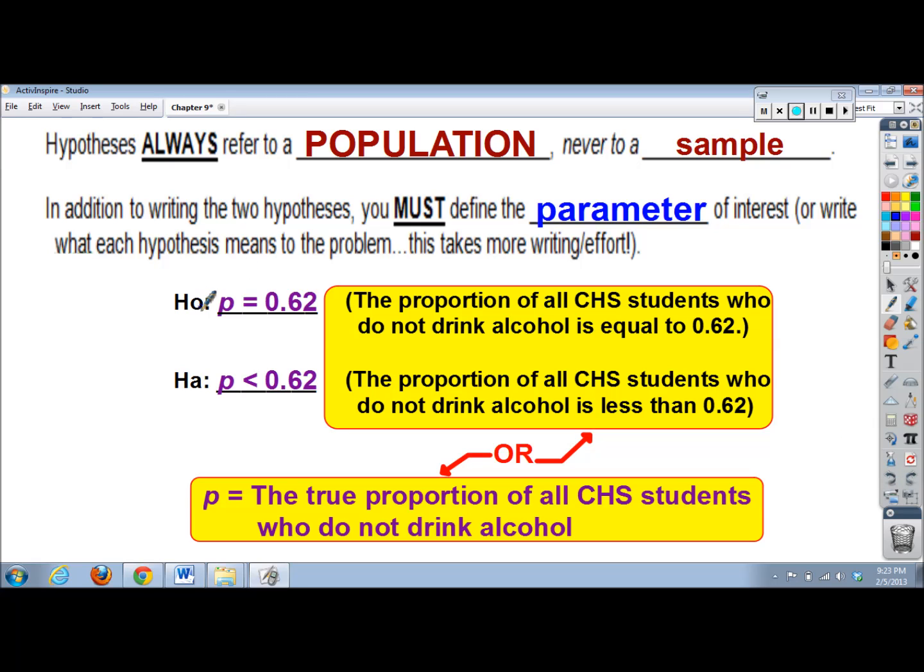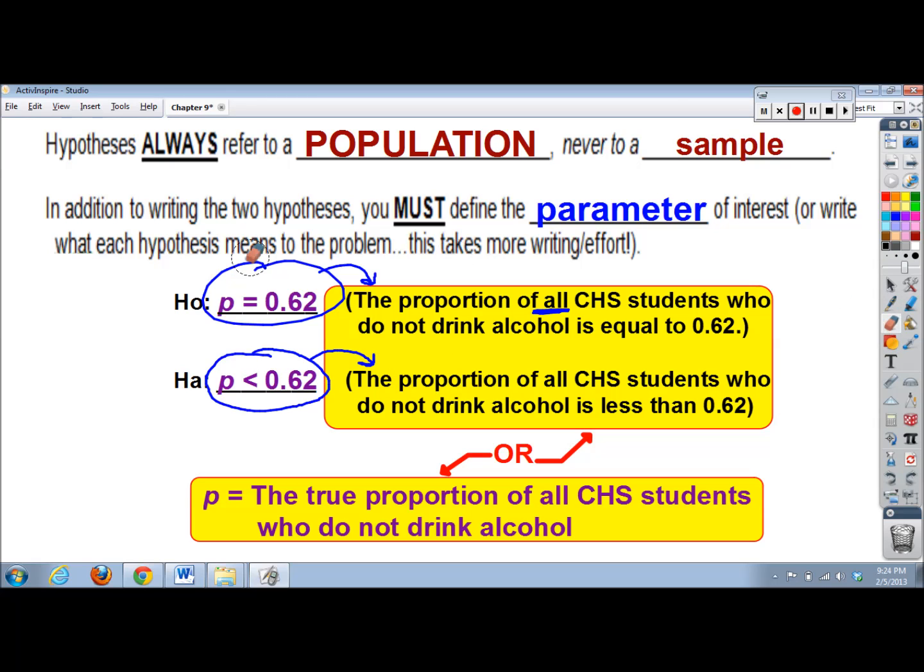So my null hypothesis is that the true proportion is 62%. Okay? So I can take this and say, well, that's what this really means. The proportion of all CHS students, and I'm saying all here for my population, who do not drink is equal to 62%, 0.62. Alternatively, I think this is what really is happening, that it's less than 62%. So you could write what this really means in words.